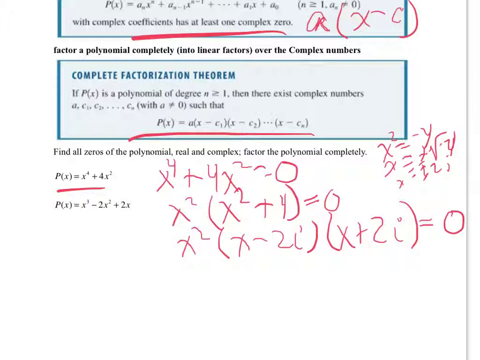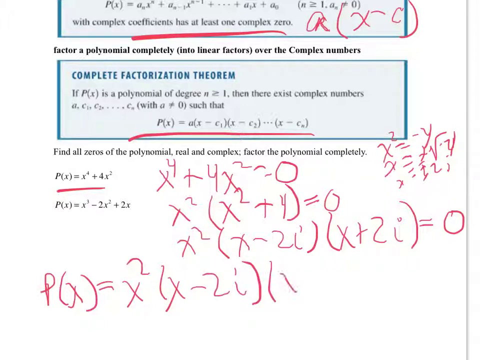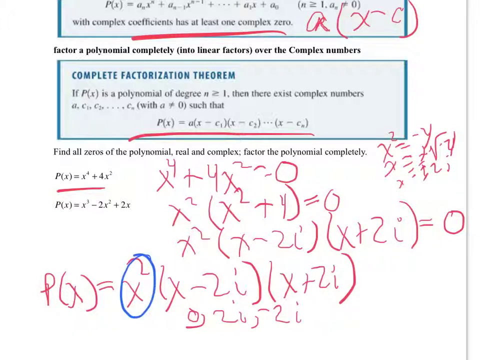And notice that now I have actually the factors of the polynomial, because now I know that p of x is equal to x squared times x minus 2i times x plus 2i. And the zeros are 0 of multiplicity 2, 2i, and negative 2i. Those are the zeros. 0 is a 0 of multiplicity 2 because of the x squared term, or the x squared factor.